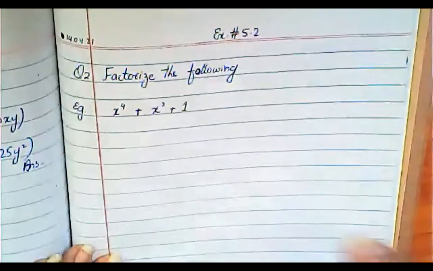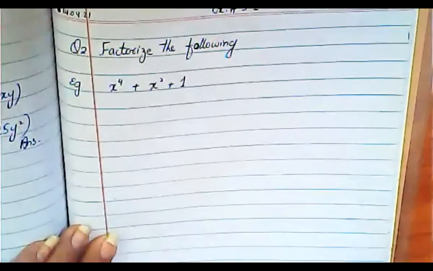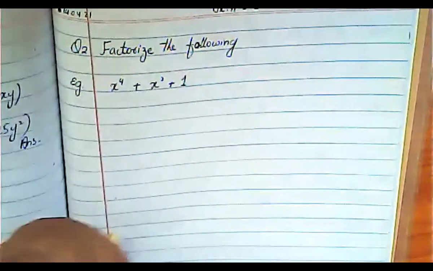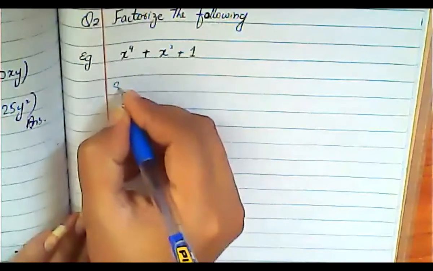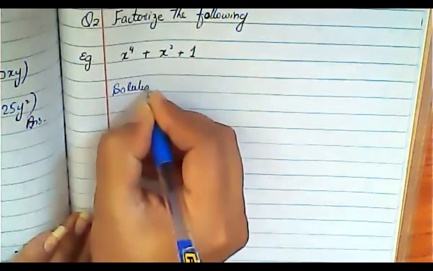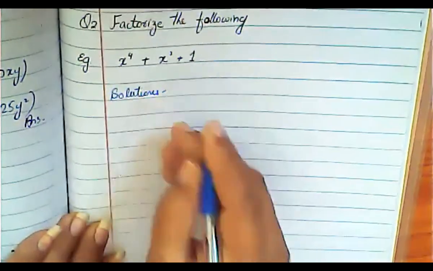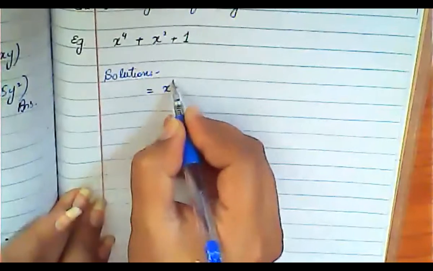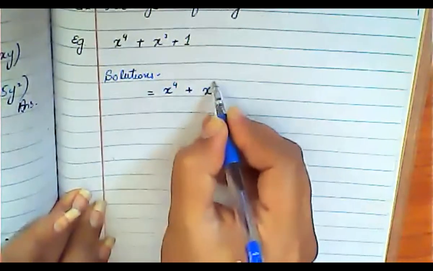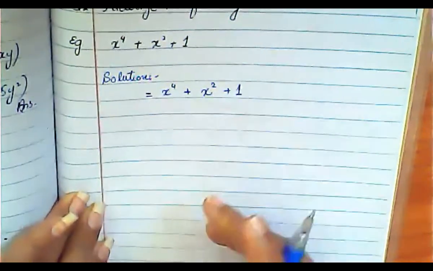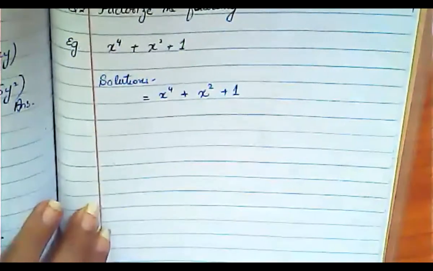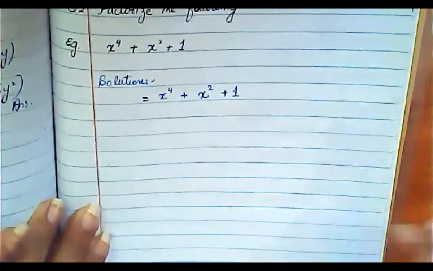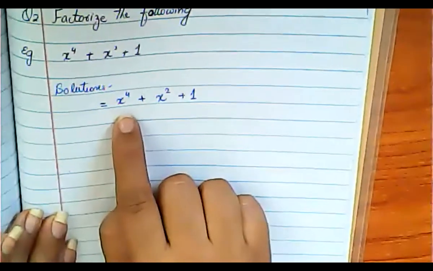Exercise number 5.2, the question here is factorize the following. And as you can see here, you have three terms. First, we will start with the heading of the solution. What is given to you here? You have x^4 + x^2 + 1. Now, look here. How many terms are here? Three terms. So, can we enclose it into a formula?